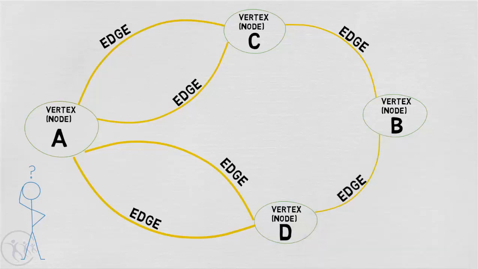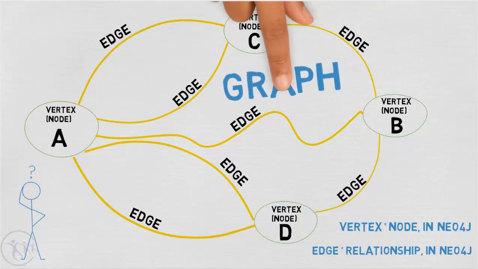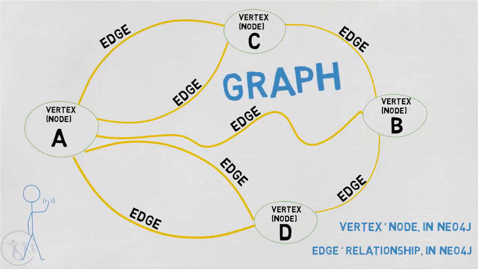Euler replaced each landmass with an abstract concept of a vertex or node, and each bridge with an abstract concept of an edge. This enabled him to record which pair of vertices or landmasses is connected by which edge or bridge. The resulting mathematical structure is called a graph and is the foundation of graph theory and graph databases today.